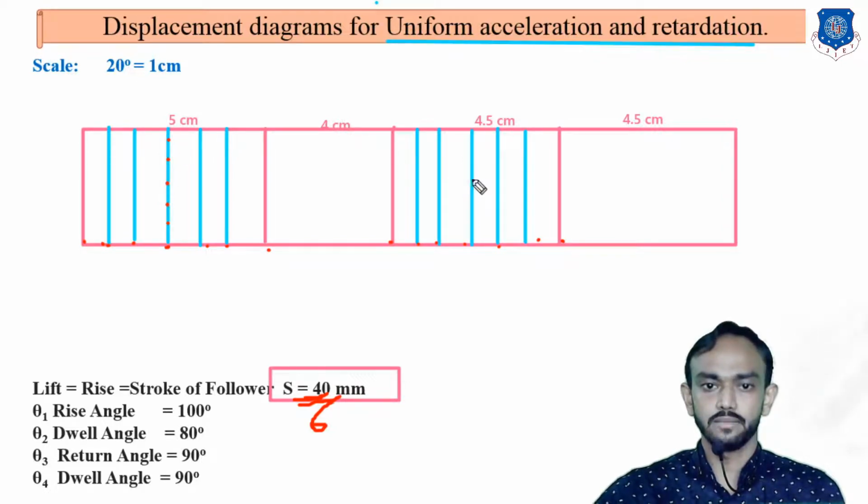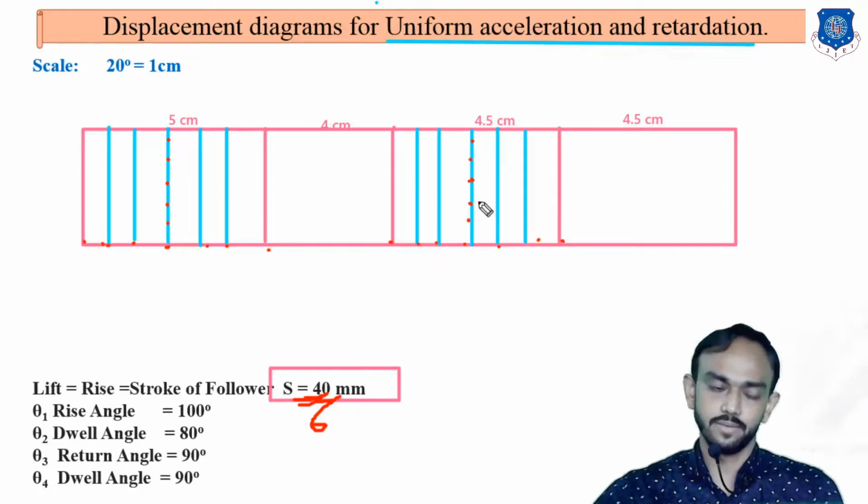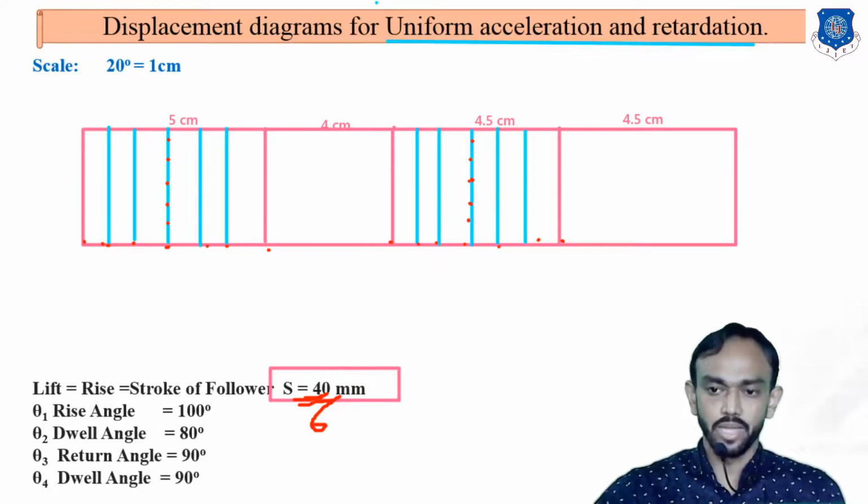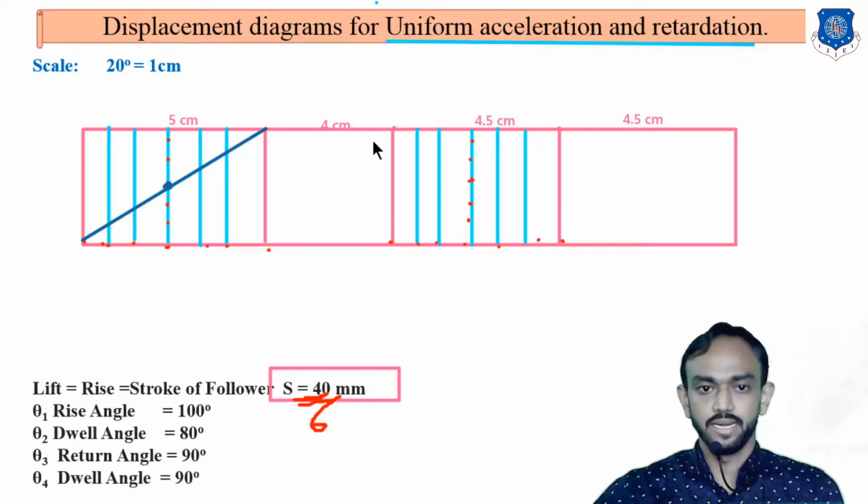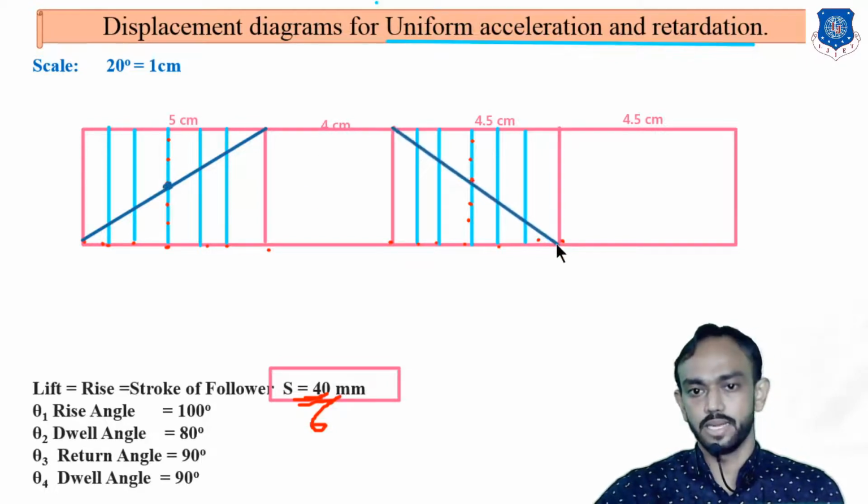So I am dividing this center line into 6 parts by measuring with a scale. I have divided this center line into 6 parts, rise and return both. After that, first of all I am going to make one center line here from top to end, which must pass through the center point here. You can check it passes through the center point, and the same I will do for this center line here.